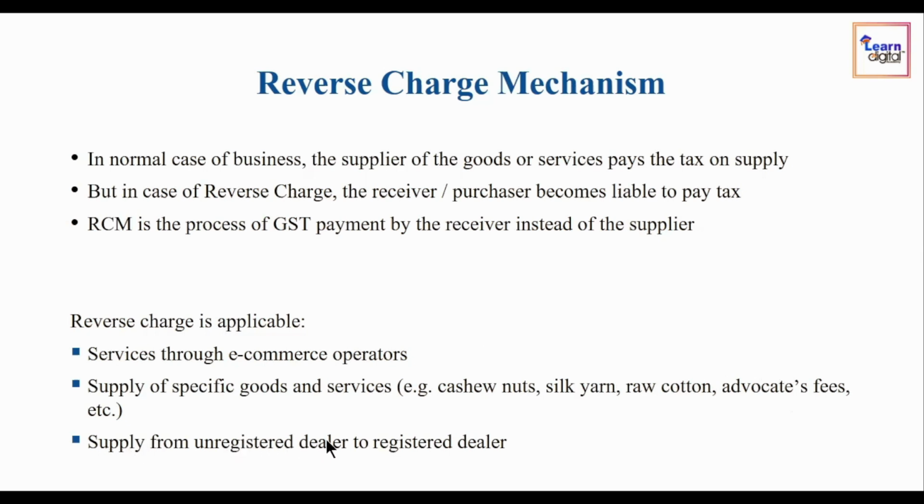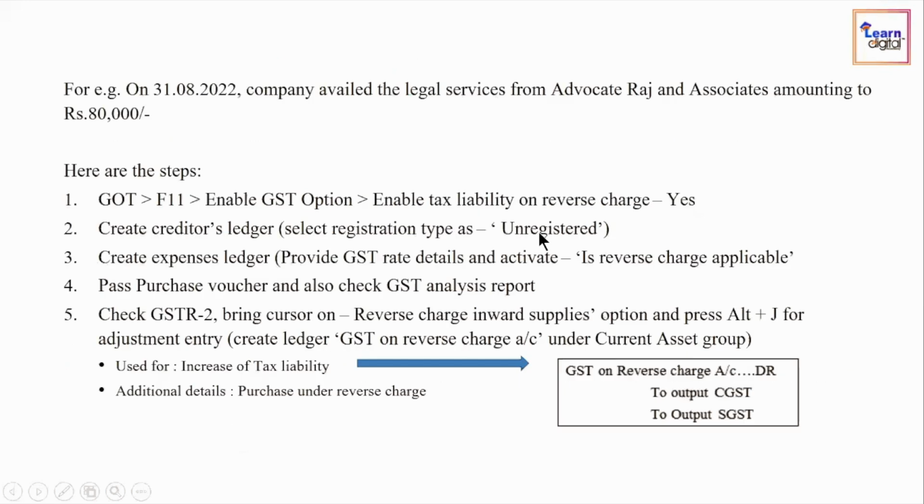And supply from an unregistered dealer to a registered dealer. In this case, RCM is charged. Well, this last point, that is supply from unregistered to registered dealer, is suspended till 31st of March 2020, and afterwards whichever supply is made from 1st of April 2020 is considered under RCM. So let's start with this topic with an example.